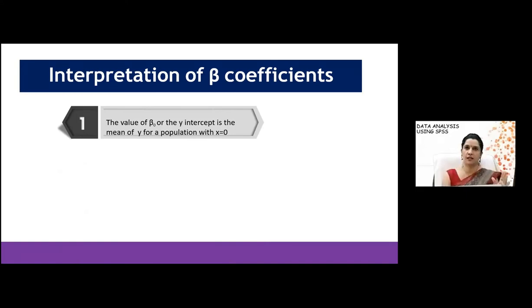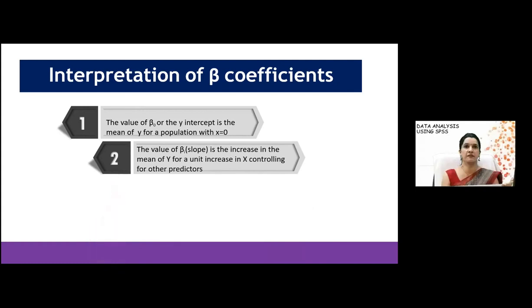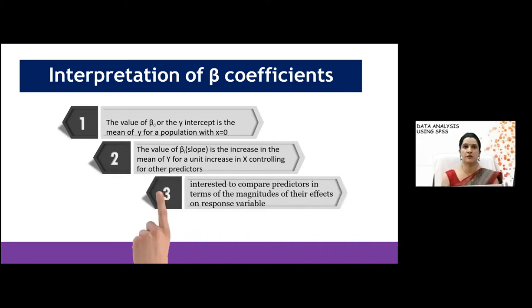We have seen that there is a beta 0 and beta 1. The value of beta 0 is the y-intercept, and it is the mean of y for the population when x is 0. So when x is 0, y will be equal to beta 0. The second is the value of beta 1, that is the slope. It is the change in y with a unit increase in x. That tells you the slope, or beta 1.